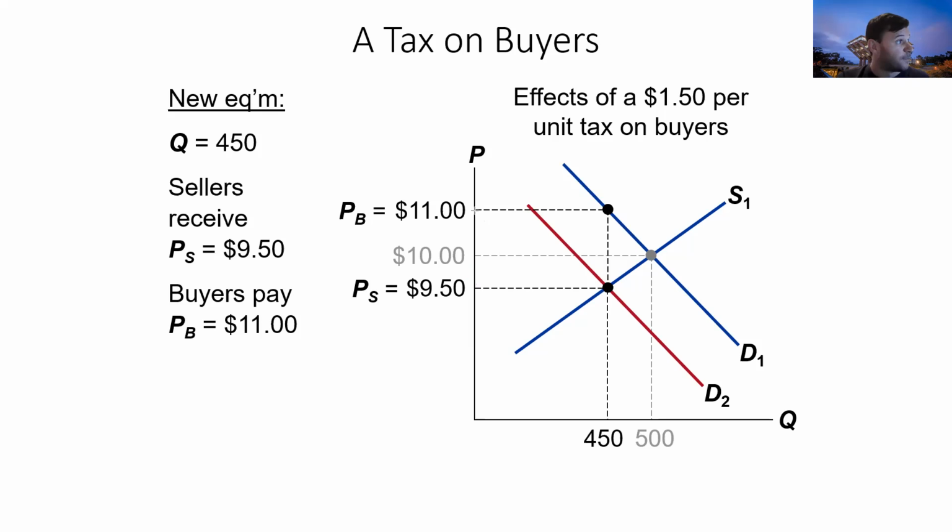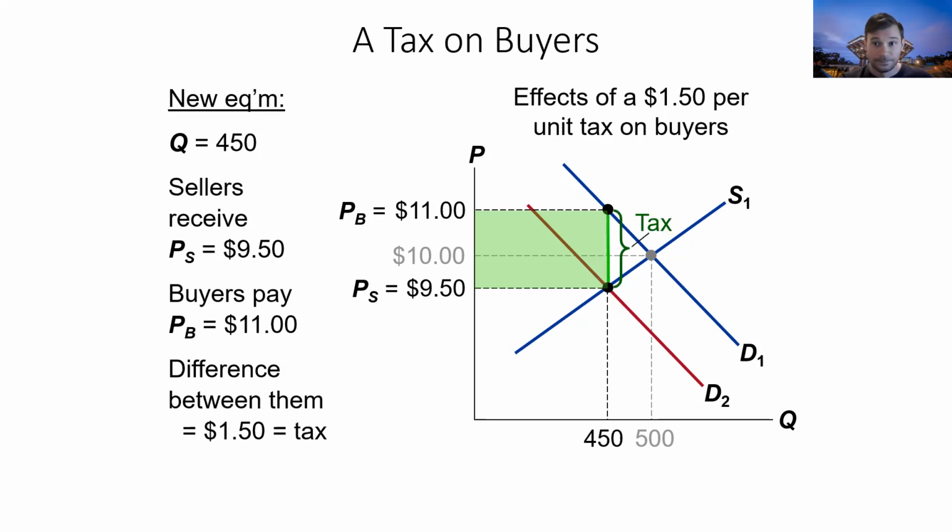Yeah, that's right. If you take the tax per unit and you multiply it by the number of units, that green box is what? Yeah, it's the tax revenue, that whole green area, right? The vertical distance here is the size of the tax. But if I multiply that by the 450 units traded, then that area is the total amount of tax revenue generated to the government.